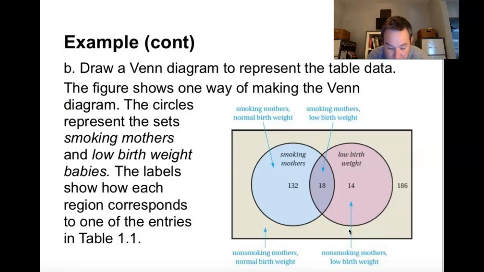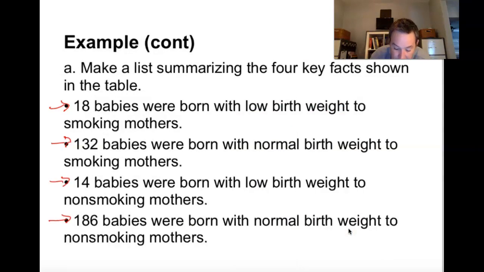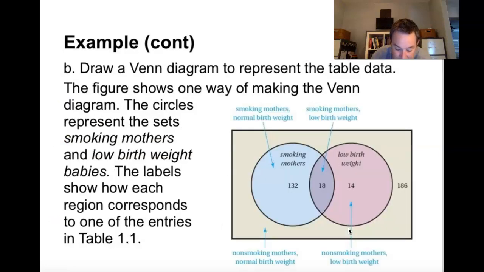So what you want to do now, you could have made this Venn diagram a number of ways. They chose to look at the set of smoking mothers and low birth rate. But you could have also chosen to look at normal birth weight and non-smoking mothers and still created a Venn diagram that gave you all the same information. So you're going to look at one value of each variable. And so they chose smoking mothers and low birth weight.